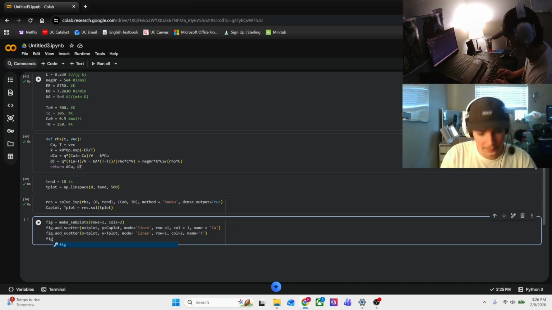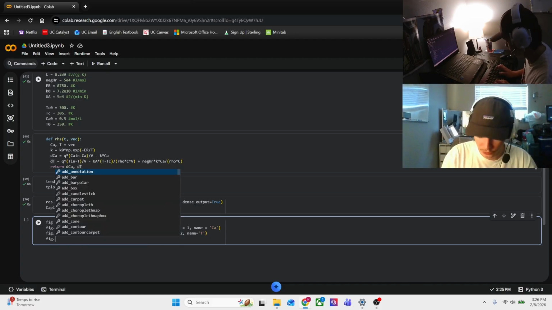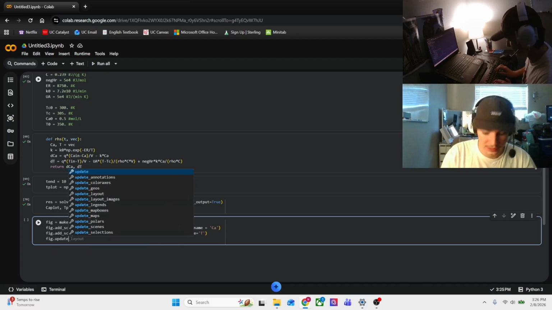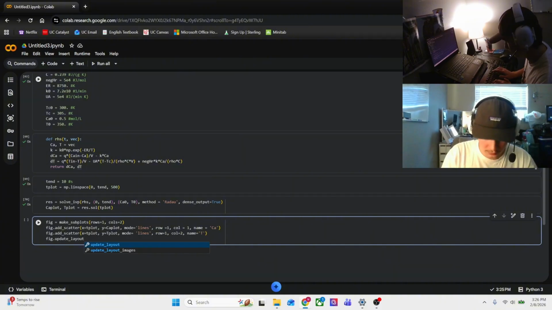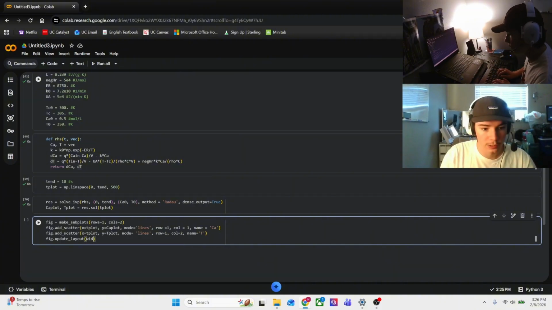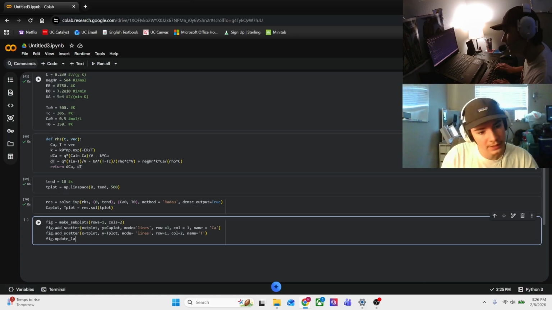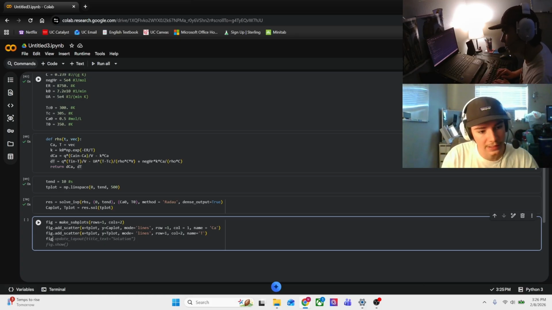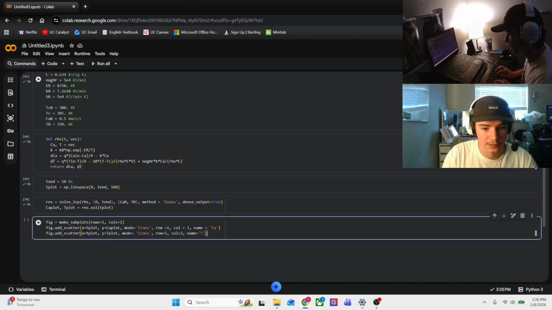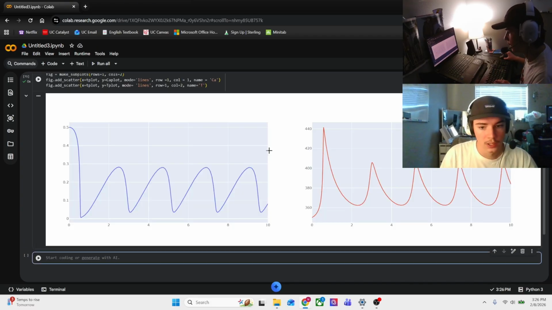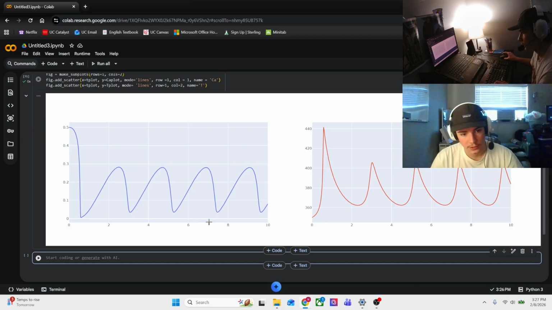Enter. And then finally, we're going to update our layout as usual. So update_layout. We're going to do our width. Actually, you know what? We can do Plotly Light today. Let's just see what our figure looks like. Shift enter. Beautiful.